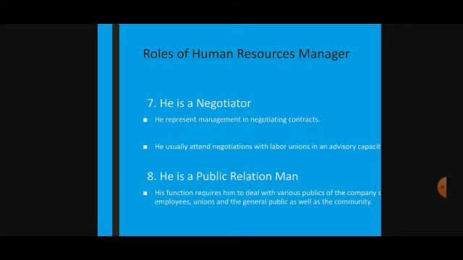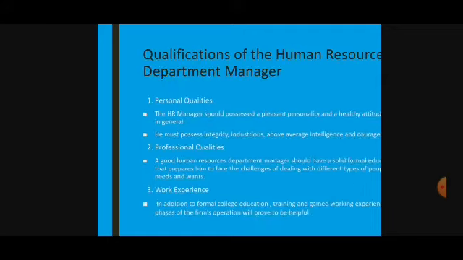He's a navigator. He represents management in negotiating contracts. He usually attends negotiations with labor unions in an advisory capacity. He's a public relations man. His function requires him to deal with the various publics of the company: employees, unions, and the general public, as well as the community.